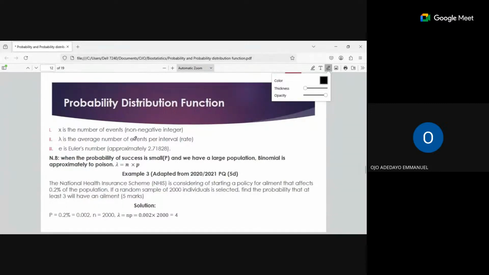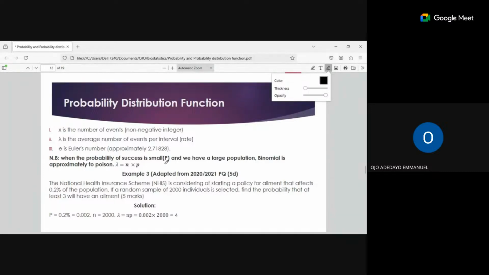The x is the number of events, non-negative. So that means your x cannot be negative. Lambda is the average number of events per interval, the rate. The e that you are seeing is the Euler number, which is approximately 2.71828, which is your exponential. So note, this is very, very important.